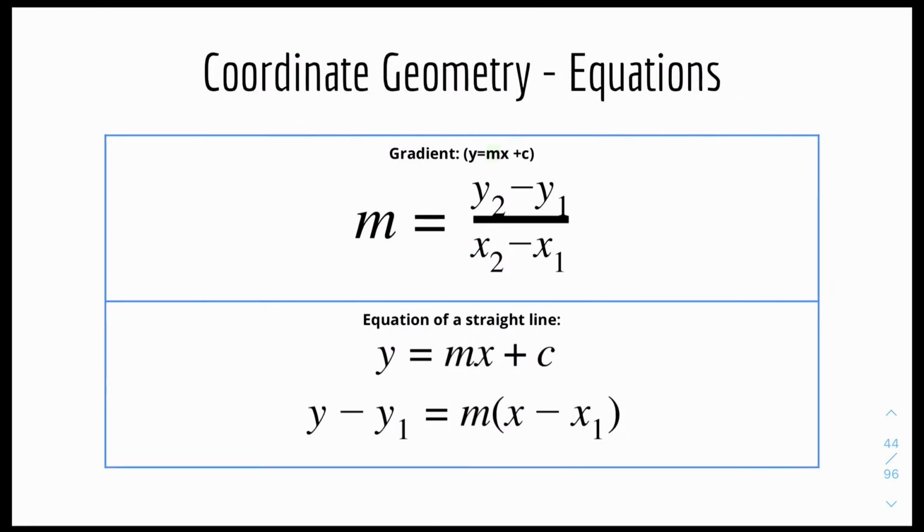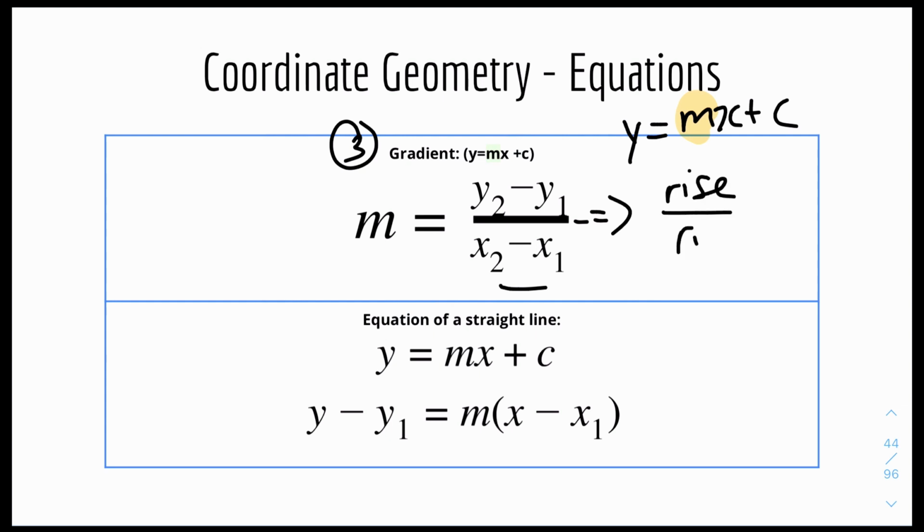Then we have more equations. We have a gradient equation right here. In a straight line equation of y equals mx plus c, you know that this m value implicitly means the gradient. There are multiple ways to find the gradient, and this is one that I use. The gradient is (y2 minus y1) over (x2 minus x1), right here. Or you can think of it as rise over run.